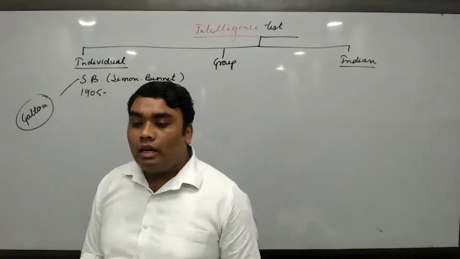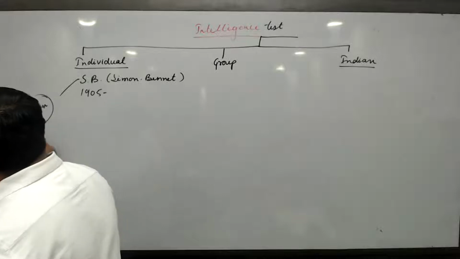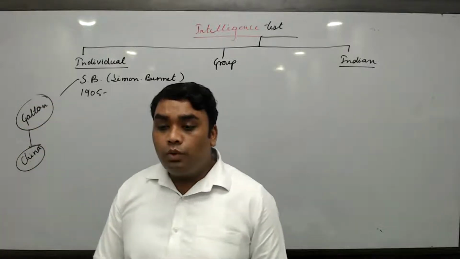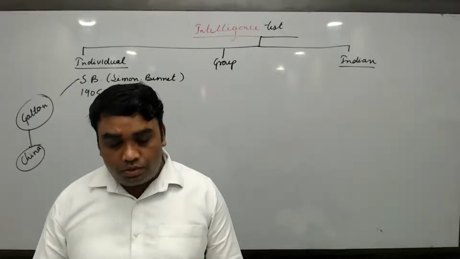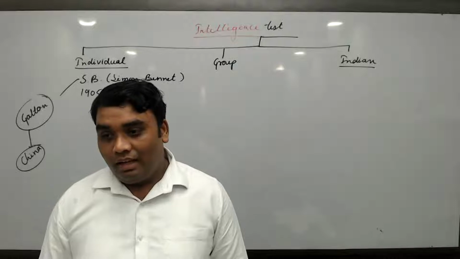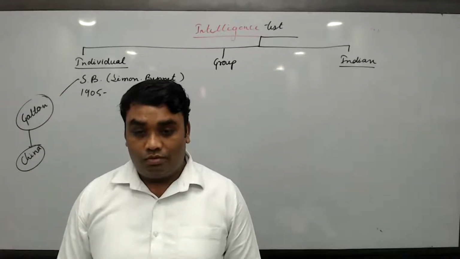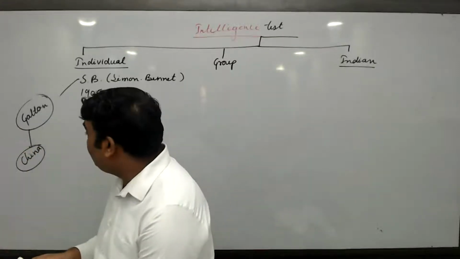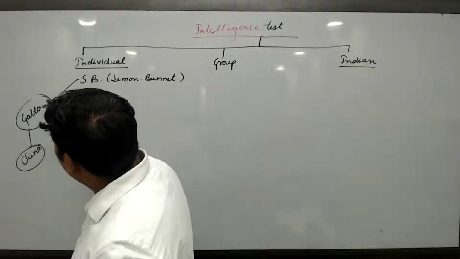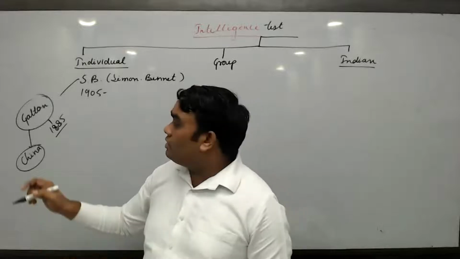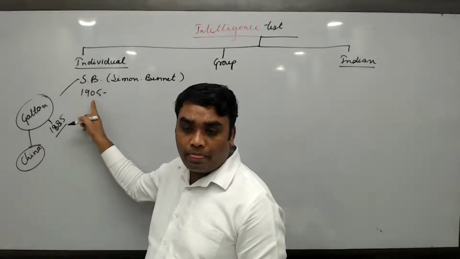Even in the whole world, the first intelligence tests were made by Egypt and China. In China, they were using intelligence tests to recruit their employees, around 2000 years ago. But in the modern era, it was first tried by Galton in 1885, but Galton did not succeed in making an intelligence test. The first successful intelligence test was made by whom?